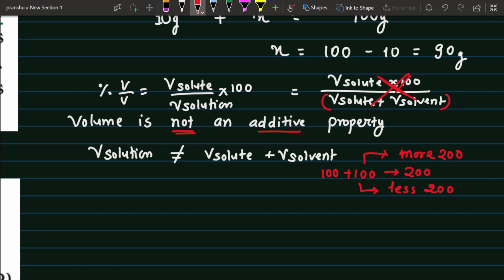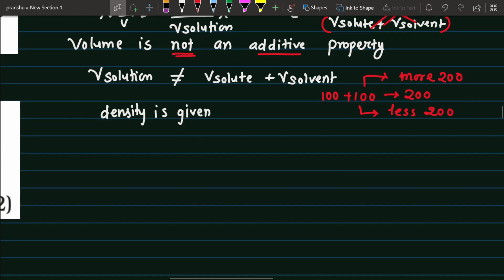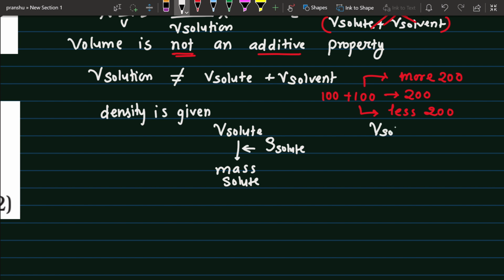If the density is given, then from volume of solute you can calculate mass of solute by using density of solute. From volume of solvent, by using density of solvent, you can calculate mass of solvent. From mass of solute and mass of solvent you can calculate mass of solution.